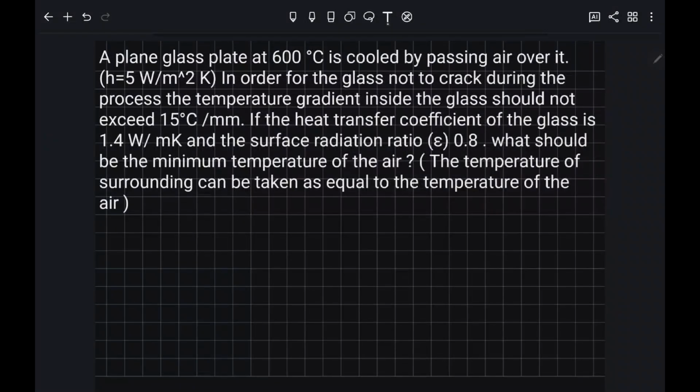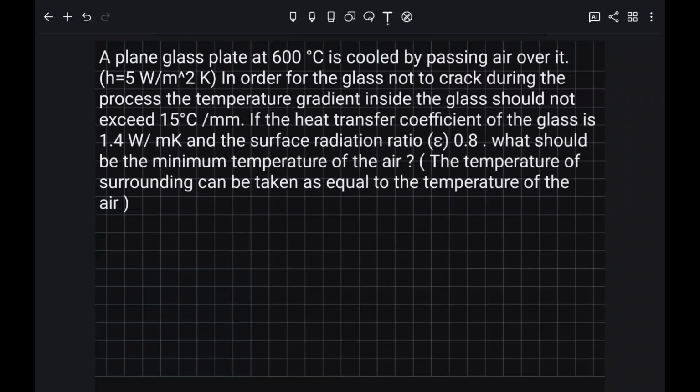A plain glass plate at 600 Celsius degree is cooled by passing air over it. In order for the glass not to crack during the process, the temperature gradient inside the glass should not exceed 15 centigrade degree over millimeter.